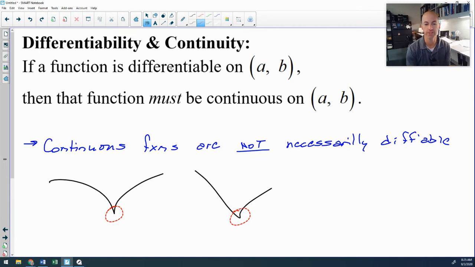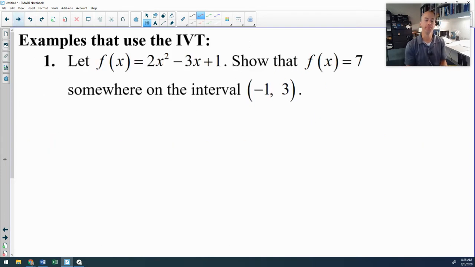However, if they tell you the function is differentiable, it will be continuous. As a matter of fact, some people describe differentiability as smooth and continuous. There's a little bit of a flaw with that, but I'm not going to worry about that now. So let's look at some specific examples of using the intermediate value theorem.